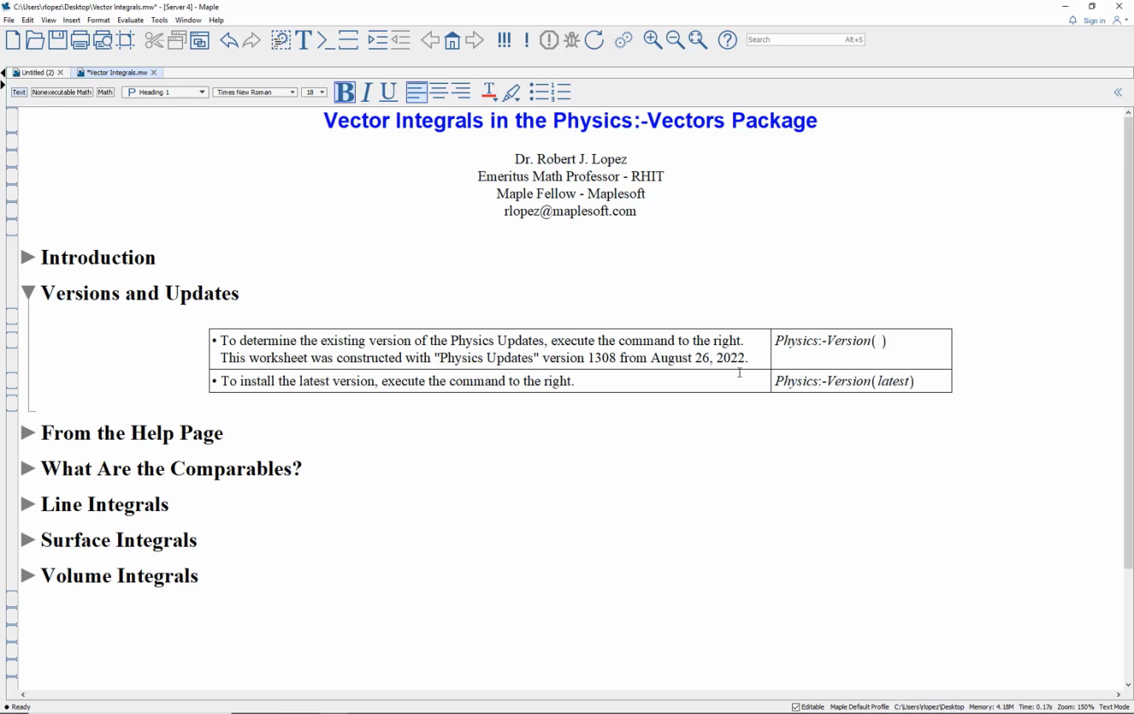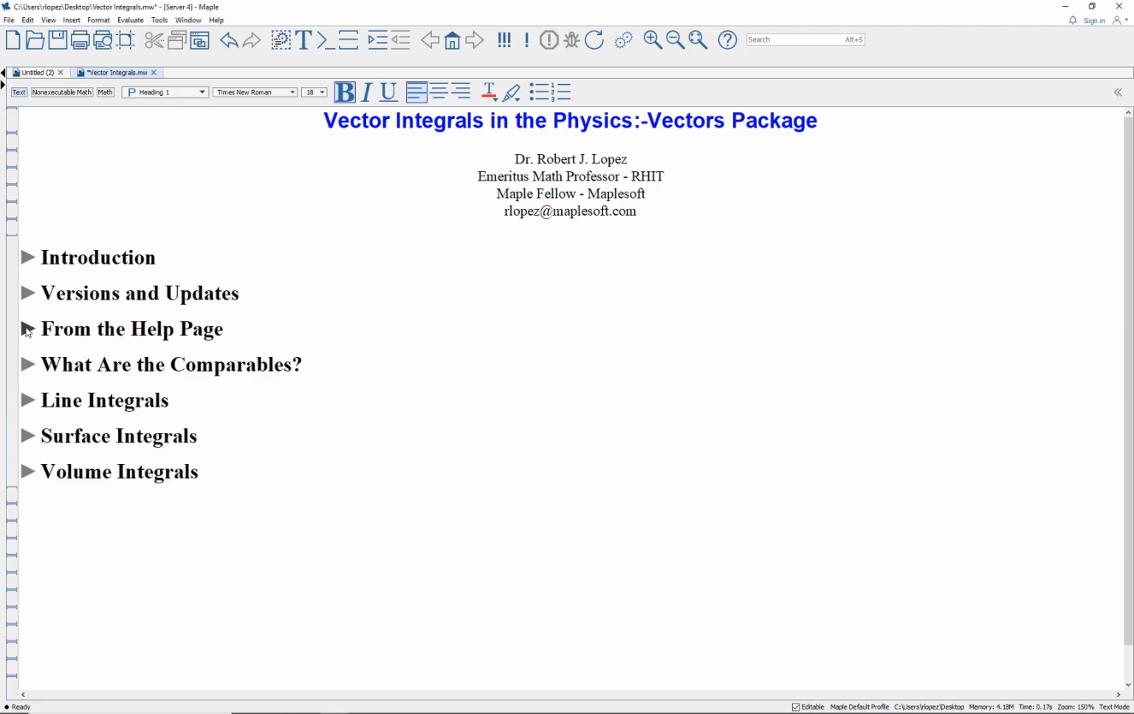To determine the state of the physics updates, execute this command. It'll tell you the version number. If you want the latest version, you could execute this command. I've used version 1308, dated August 26th.